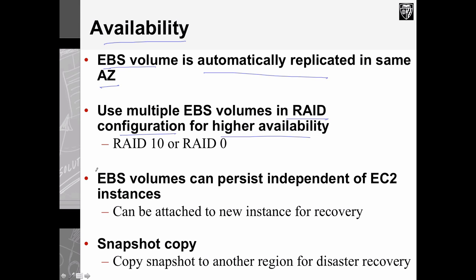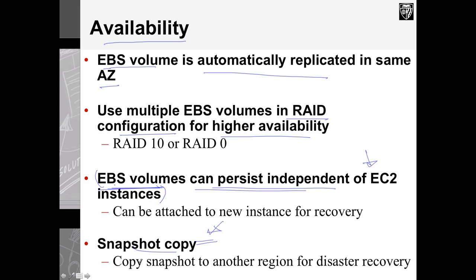Another important concept that we need to remember about EBS is that volumes persist independently of the EC2 instances. So if something happens to your EC2 instance, it crashes or it goes away, your EBS volumes can still be retained. The data that you copied onto the EBS volume still persists. So you can start a new instance, attach that EBS volume to the new instance, and restart your applications.